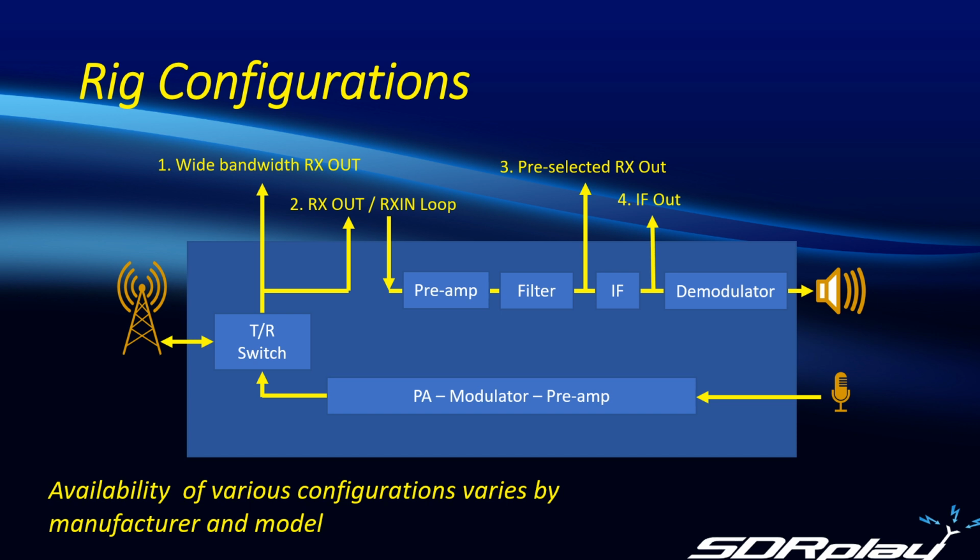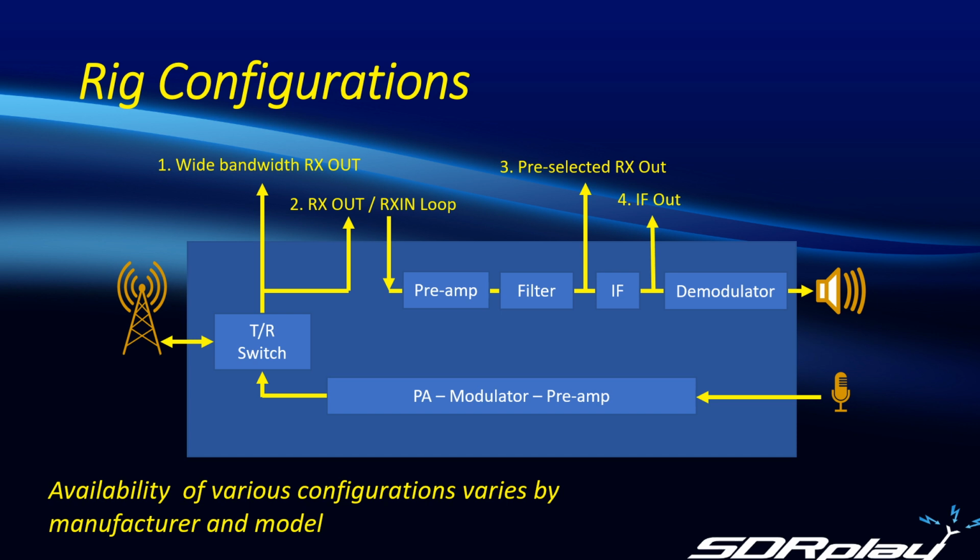On the receive side, there are many options available for how you receive the signal. And there are many different ways. First up is a wide bandwidth RX out terminal. That's available on some rigs.